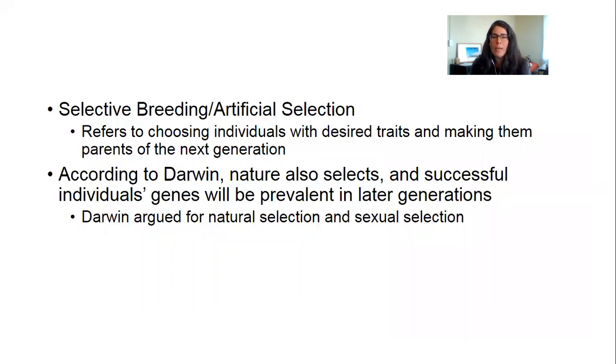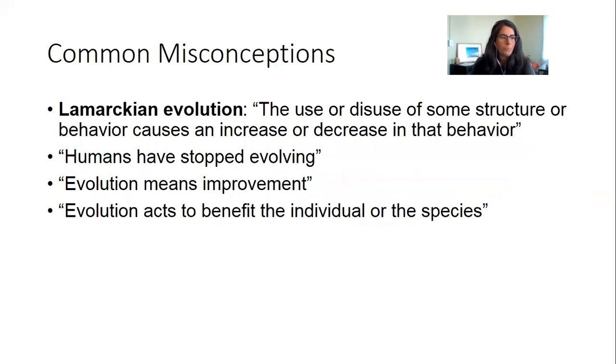Now, according to Darwin, nature also selects, and successful individuals' genes will be prevalent in later generations. So, as opposed to artificial selection, Darwin argued that evolution happens due to natural and sexual selection. Again, those with fitness, the ability to reproduce more, will spread their genetic material into the gene pool.